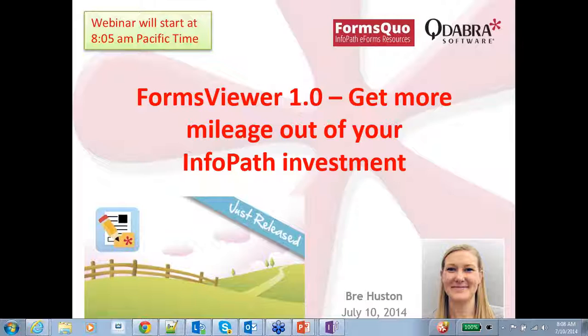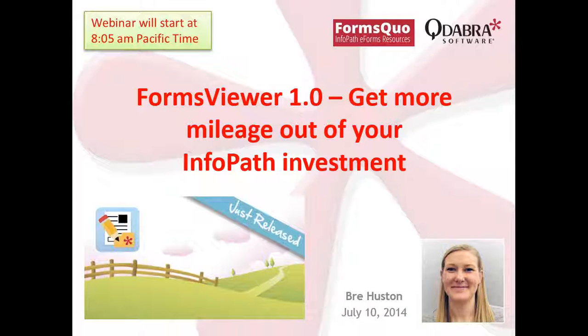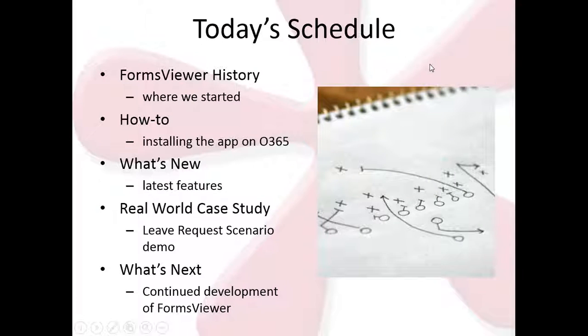So we're going to go over a few different things this morning and give you all the details of our FormsViewer 1.0 release. Here's our schedule for today. We're going to jump into the history of FormsViewer, where we started and how things came to be. Then we're going to jump into the how-tos, installing the app on O365 and a few other things. We'll talk a little bit about what's new, the latest features in FormsViewer and what's supported. And then we're going to do a demo, a real-world case study of a leave request scenario. This is an example of something you would probably use, and how it functions with the FormsViewer and no InfoPath Form Services. And lastly, we're going to hint at what's next. Our goal here is continued development of the FormsViewer app, and we'll give you a little preview of what we'll be working on for our next release.